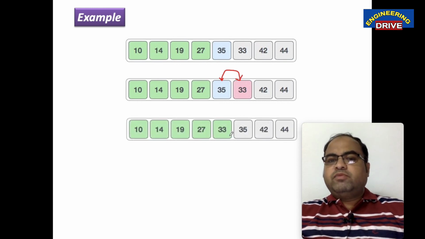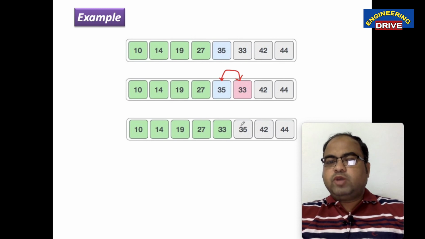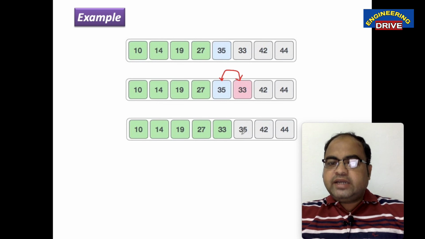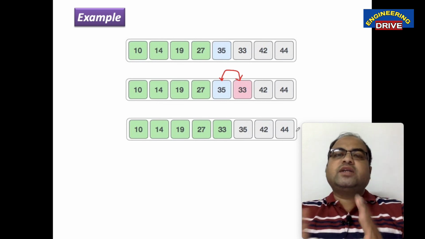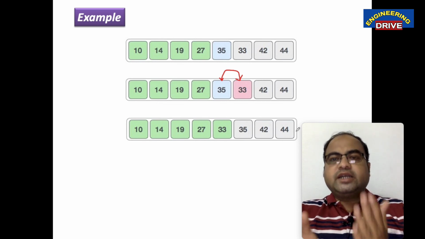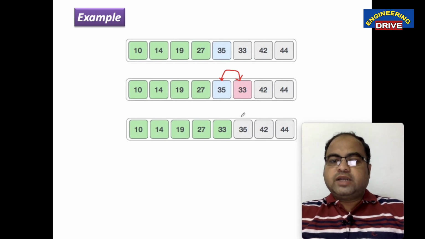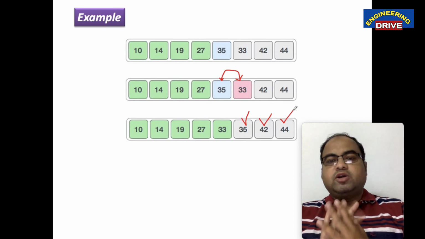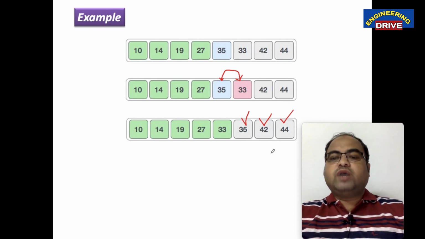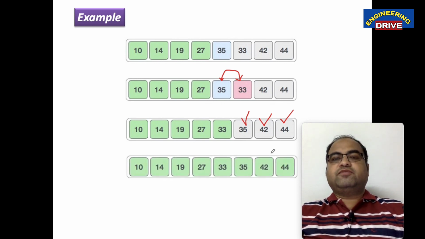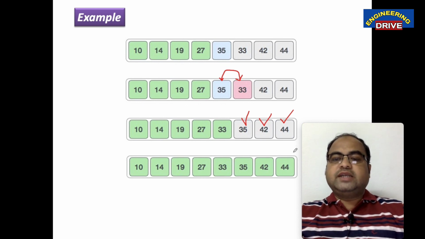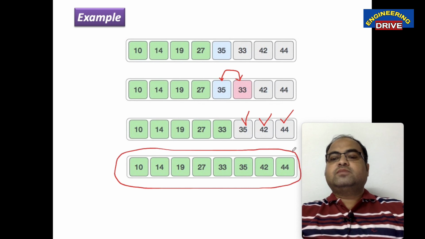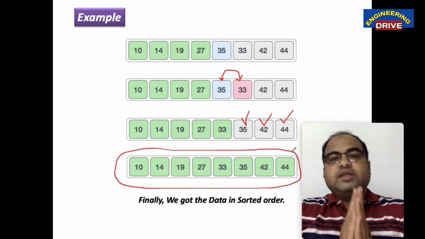Now we can observe one thing here. Before I proceed with number 35, which is the leftmost element now, I can see already 35, 42 and 44 are in sorted order. Is it right? Already 35 is there, next to 42 and then 44. They are all in sorted order. That's why I will finish my algorithm here itself. So finally I got this entire list in sorted order. So this is our answer. Finally we got the data in sorted order.